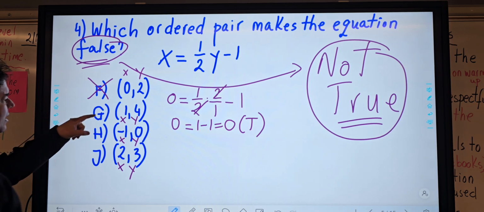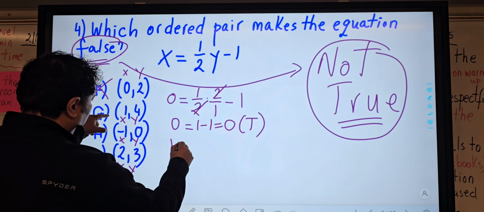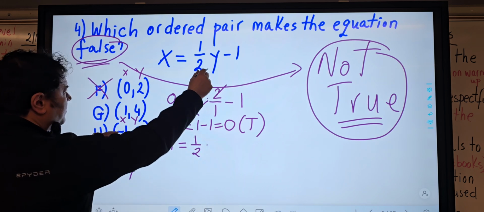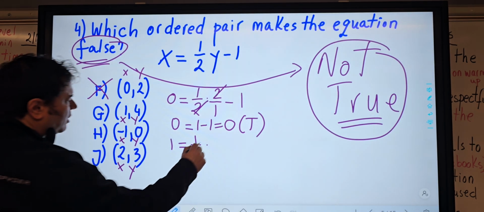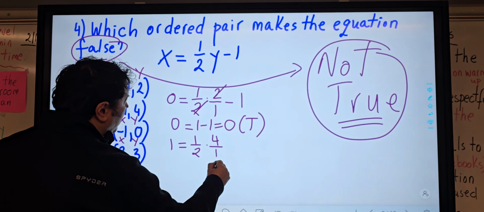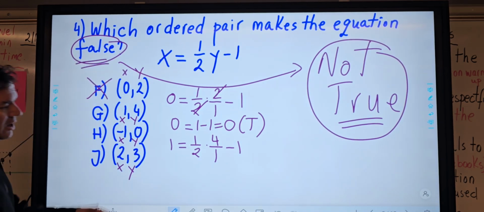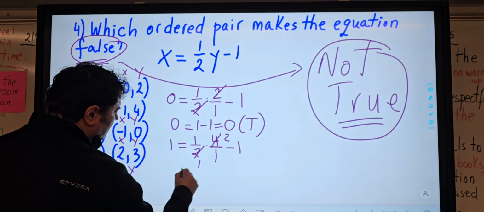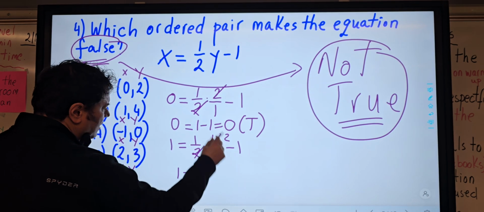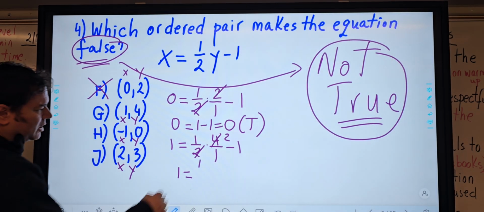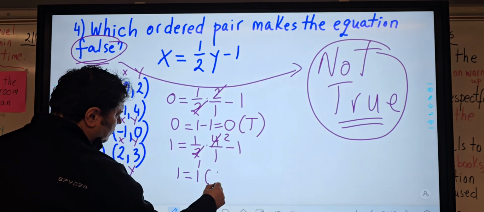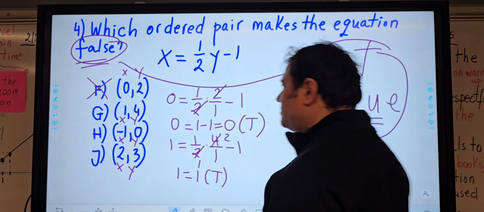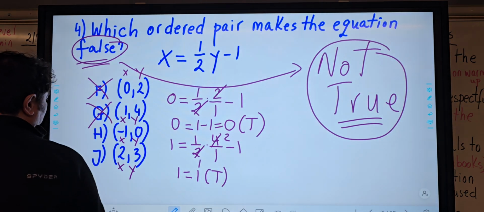Let's do G now. So instead of x, we put 1. So we have 1 equals 1 over 2 times y. Y is 4, and we can make 4 as 4 over 1, minus 1. And now 4 and 2 simplify. 4 divided by 2 is 2, and 2 divided by 2 is 1. So we have 1 equals 2 times 1 over 2, and 2 minus 1 is 1. Another true statement. And again, we are looking for the false statement, which means G cannot be the answer. Let's move on to the next one.